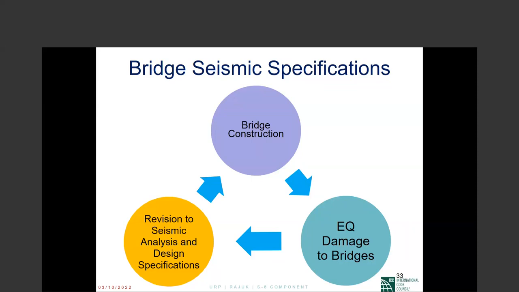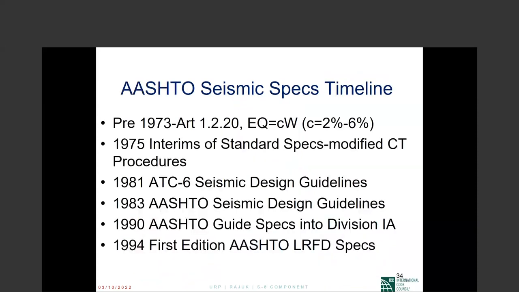So as you see, this is a cycle, and it will really never end until we perfect, quote unquote perfect, the design and the detail of the bridge. So these are the list of the timeline of the AASHTO specification. There is no need for me to go through this.